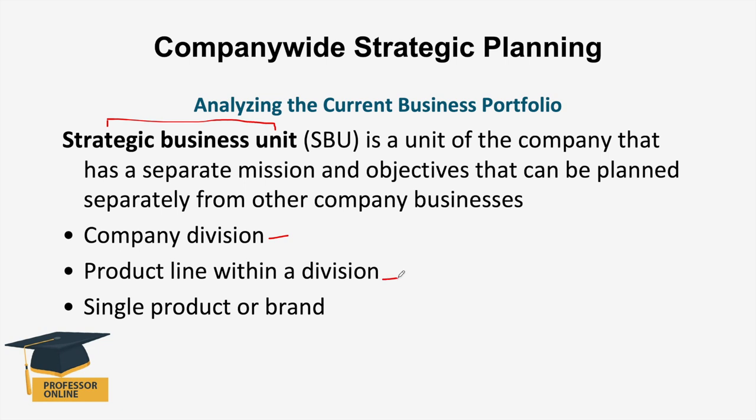So for example, PepsiCo has a product line of chips, which we eat, and they have different brands in that division. So there's a division that produces chips, and within that division, they've got different products. So that's actually called a product line. They've got Lay's and different brands that come under that particular division. Or it can be a single product or a brand. PepsiCo is also selling Pepsi. They're also selling Fanta. They're also selling Sprite or 7-Up. It can be a single product or a single brand.